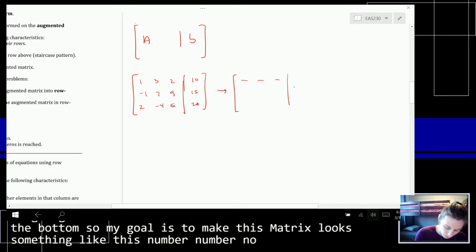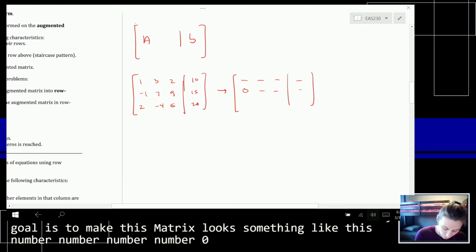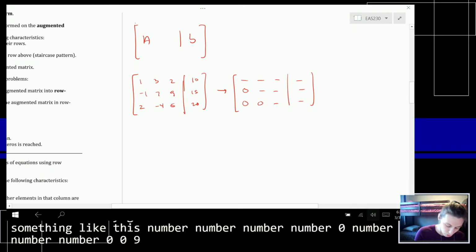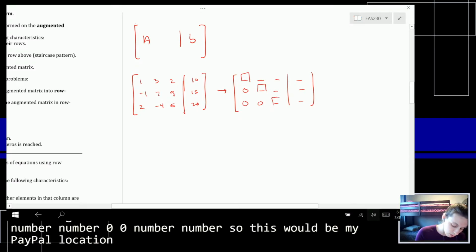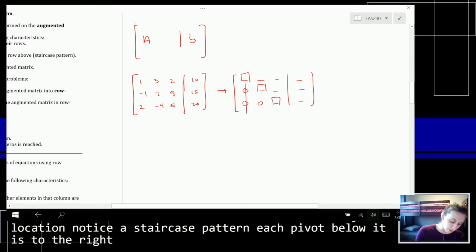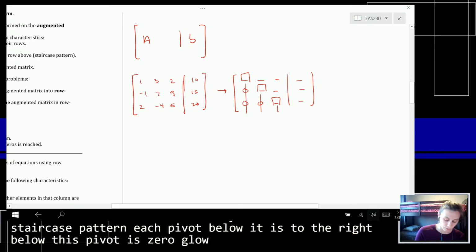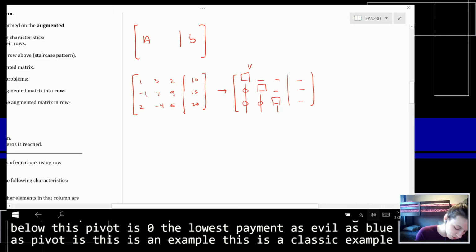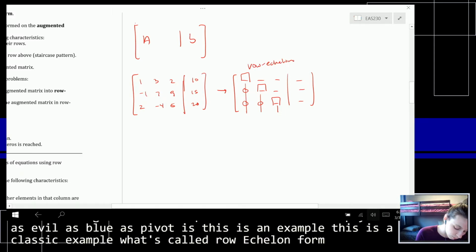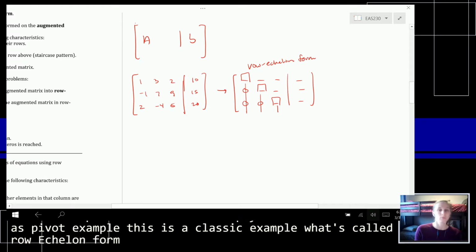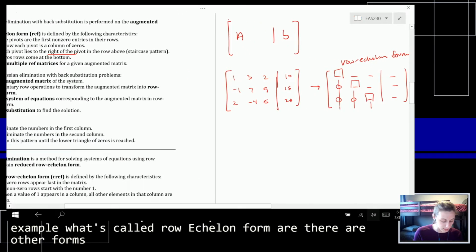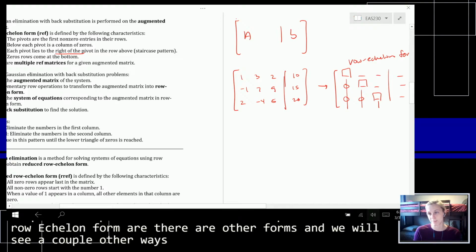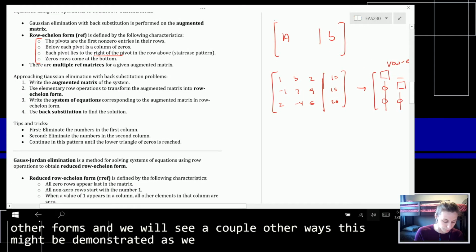Number, number, number, number, 0, number, number, number, 0, 0, number, number. So this would be my pivot location. Notice this staircase pattern. Each pivot below it is to the right. Below this pivot is zeros, below this pivot is zeros, below this pivot is zeros. This is a classic example of what's called row echelon form. There are other forms, and we will see a couple other ways this might be demonstrated as we go along.